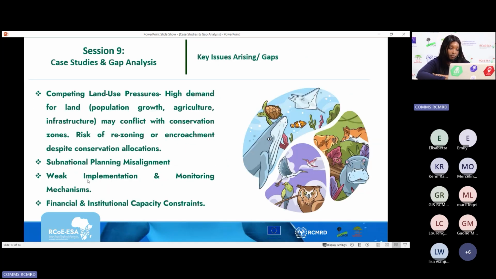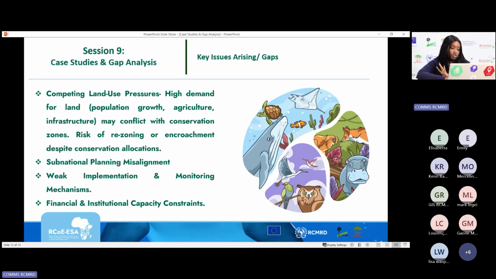Another thing is weak implementation and monitoring mechanisms. Government is changing every day, every year. So unless every person getting into this position, every person with this mandate, has emphasis and civil education on the importance of implementing these recommendations, the implementation is going to be weak and the document is not going to translate to the existing situation in the country, which is also something we can learn as countries trying to integrate biodiversity into our spatial planning.